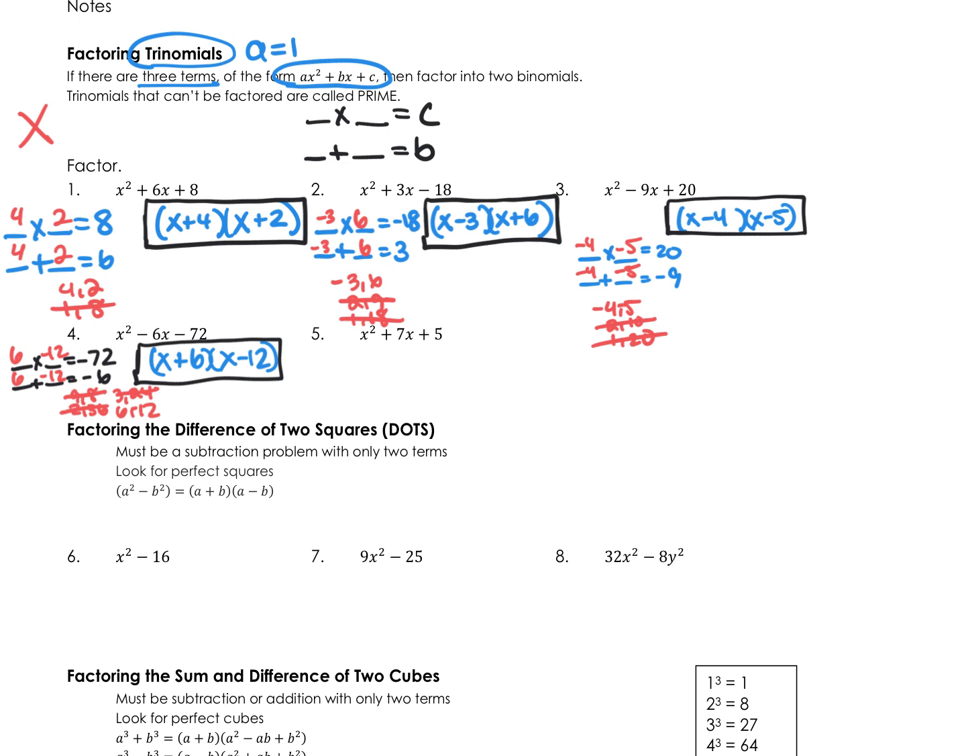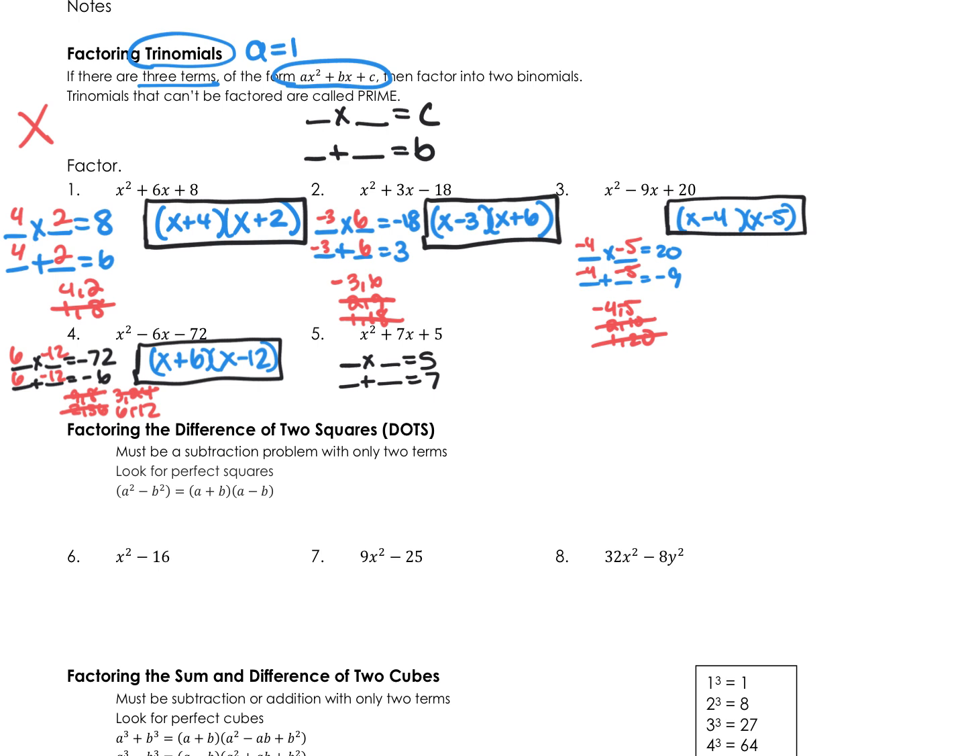For number 5, you're looking for two numbers that multiply together to get 5 and add together to get 7. There's only two numbers that multiply together to get 5. What are the only two numbers that multiply together to get 5? And don't say 2 and 3. It's 5 and 1.